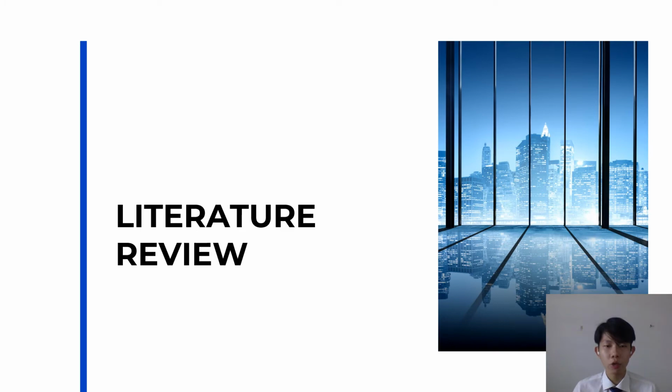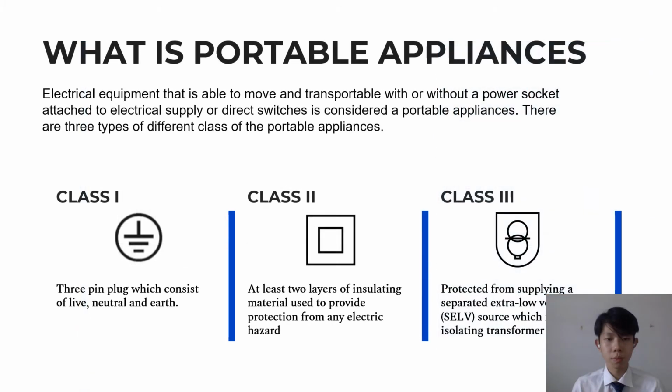Next, I'm going to present the literature review. What is a portable appliance? A portable appliance is electrical equipment that is able to move and is transportable, with or without a power socket attached to the electrical supply or direct switch. There are three different classes of portable appliance.